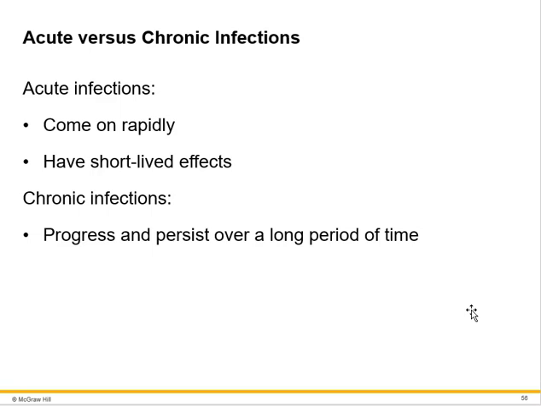So chronic versus acute. Acute comes on rapidly and has short-term effects. Chronic is going to progress and persist over a longer period of time. So it takes a little time for it to establish itself, and then it persists over a longer period of time. So that's a chronic infection.